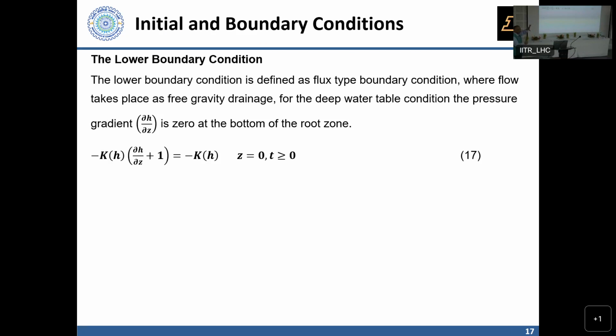So basically we characterize the top of the root zone by infiltration or evaporation rates. At the bottom, we mostly give gravity drainage, because in most cases, except a few conditions, the water table is quite far below. If the water table is very near the root zone, it will affect the crop yield.